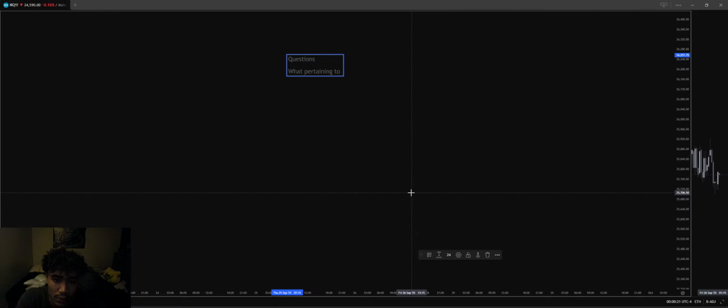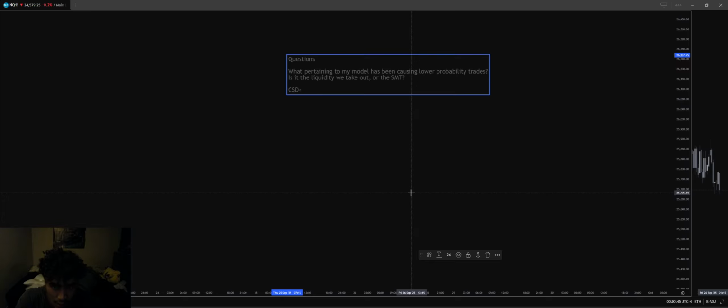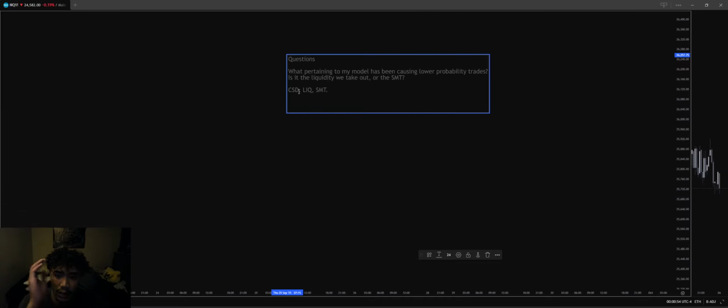What pertaining to my model has been causing lower probability trades? Is it the liquidity we take out or the SMT? Why? Because I use change state of delivery, liquidity, SMT. I use those three things. So we clearly know it's not necessarily the entry. This, I would say, has less of an effect.